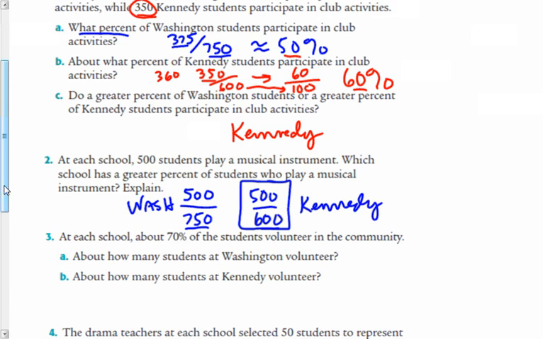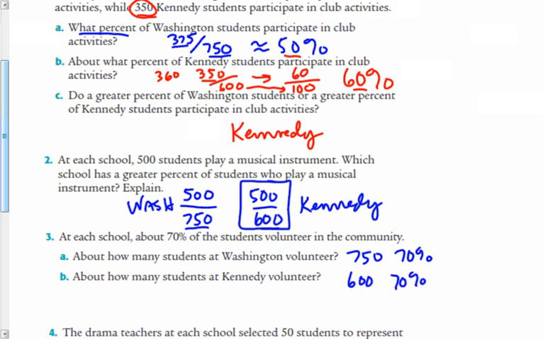All right. Number 3 says at each school, about 70% of the students volunteer in the community. About how many students at Washington volunteer? Let's write down the total at Washington. Total was 750 students. So we need 70% of that. And in the other school, there's 600. We need 70% of that.